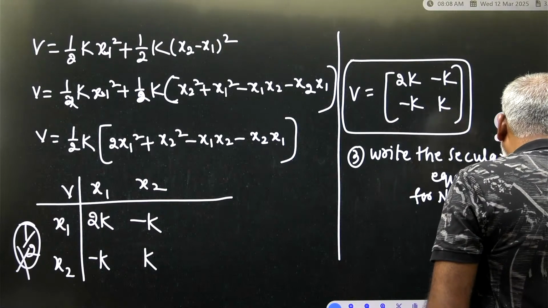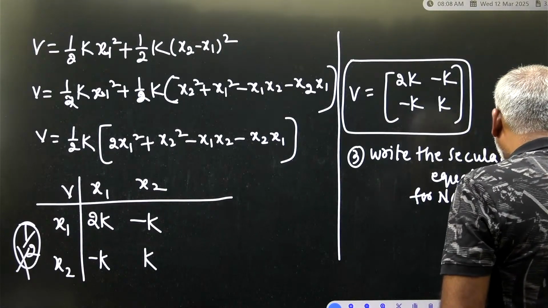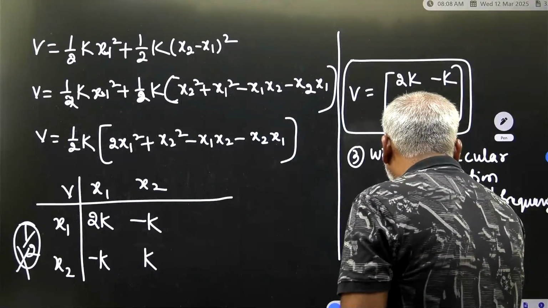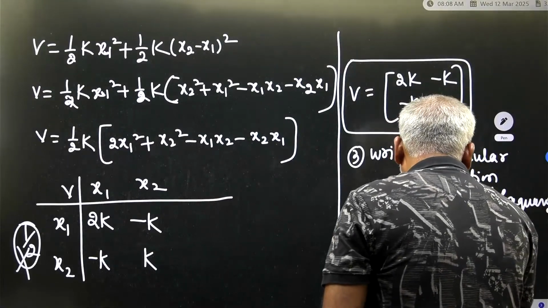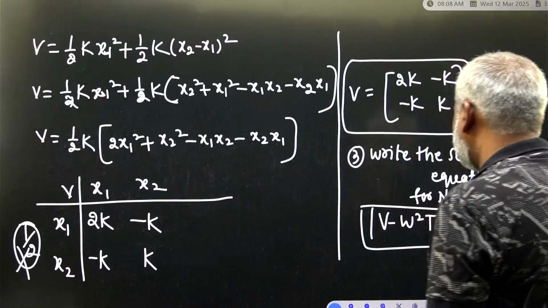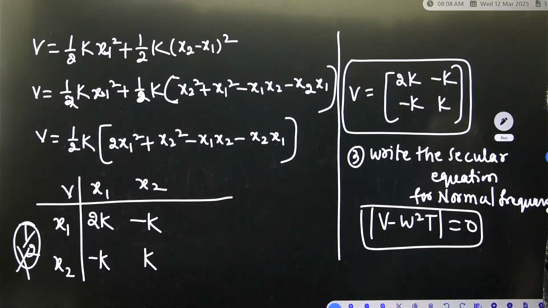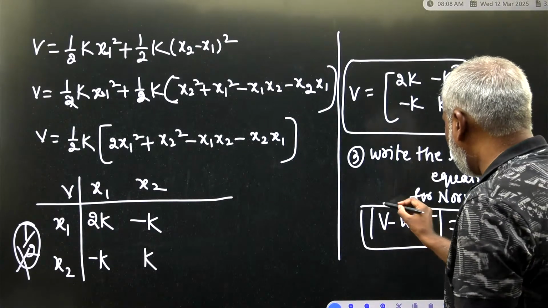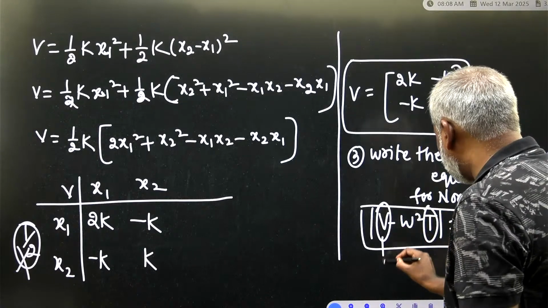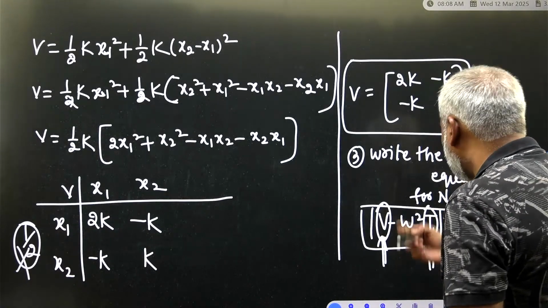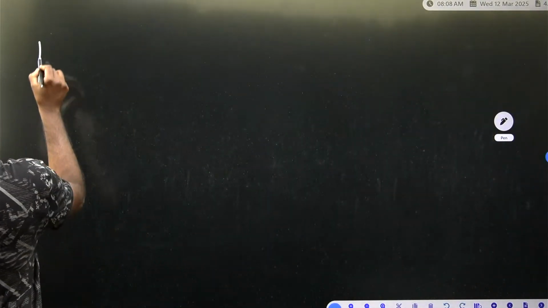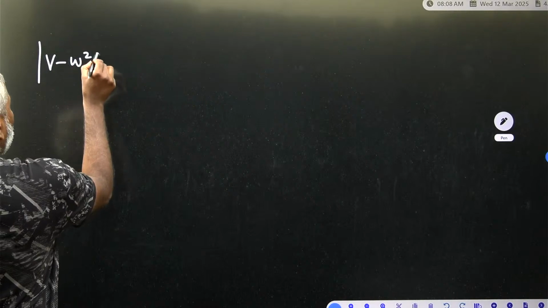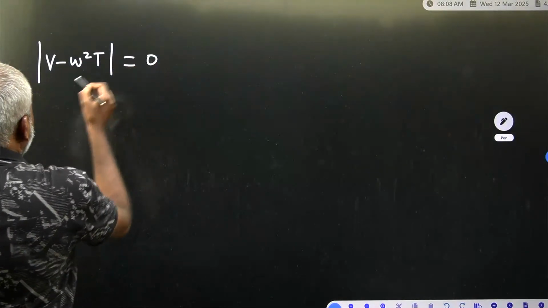How do we write the secular equation for the normal frequency? It is the modulus of V minus omega square into T is equal to 0. Now we know V and we know T, so you substitute those values here and calculate. The determinant of V minus omega square T is equal to 0.